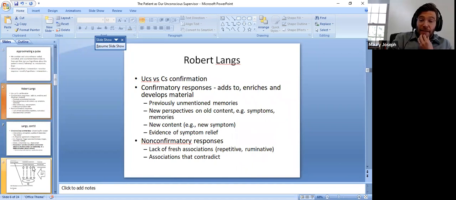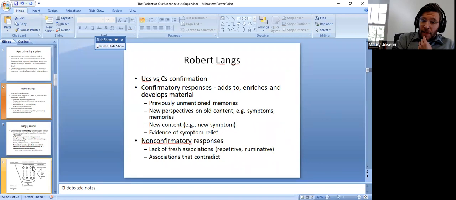So for Langs, the confirmatory responses, some of them that he documents, are those that add to, enrich, or develop the material that's coming up in the session. So if in response to an intervention you're seeing the following things, Langs is happy. Langs thinks it's been a valid intervention.